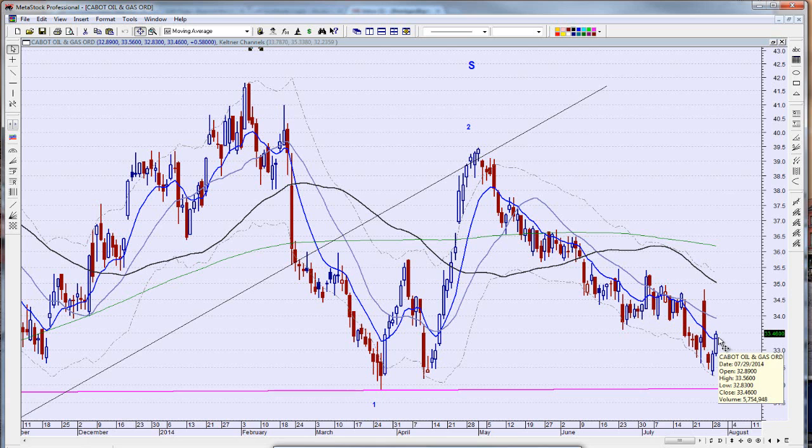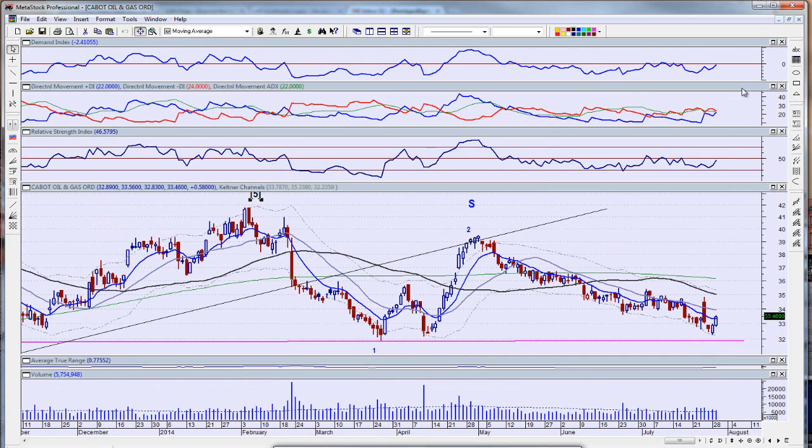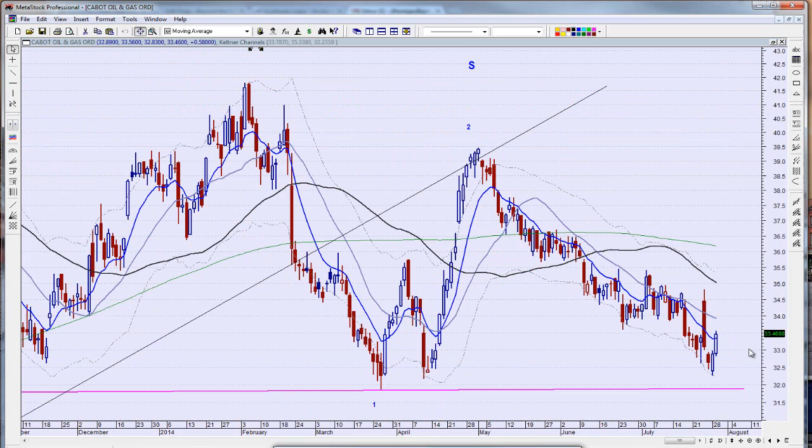It's trying to bounce back right now. Let's take a look at the indicators on the daily chart. Really, look how the RSI has just gone between the 30 and the 50, as it trended down the whole time. We've got DI minus still above DI plus. Demand index is still negative. We're trying to bounce a little bit, and this is actually end of day data on the 29th.